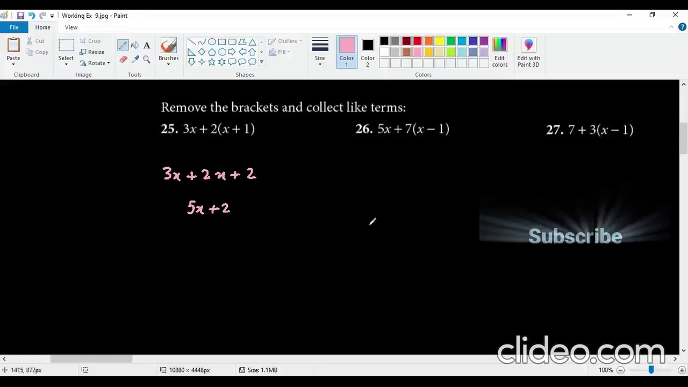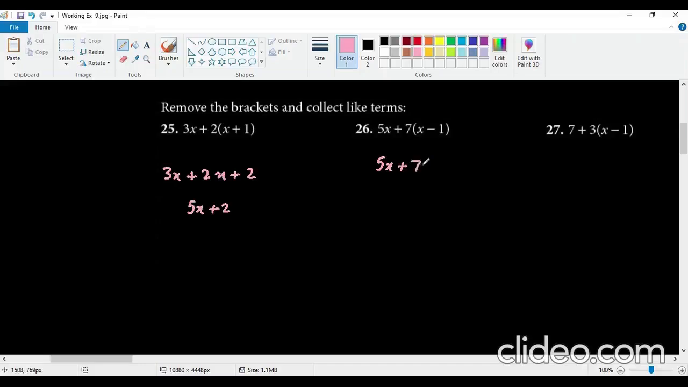When it comes to the second question, 5x will be like as it is, 7x and plus minus is going to give you a minus, 7 times 1 is a 7, 5 plus 7 is going to give you a 12x, minus 7 is going to be your final answer for question number 26.